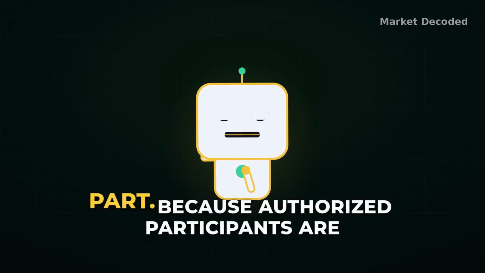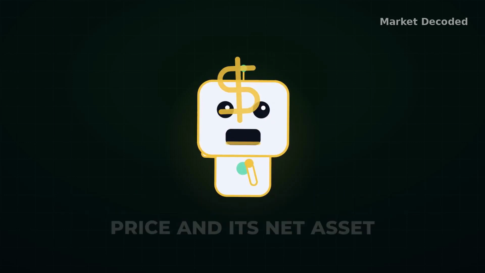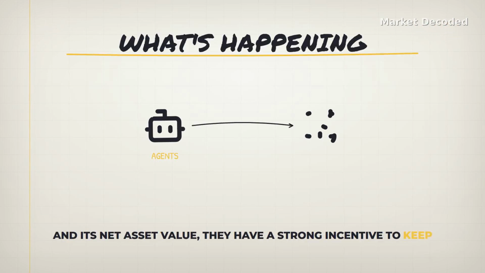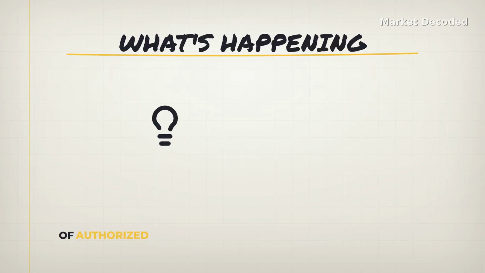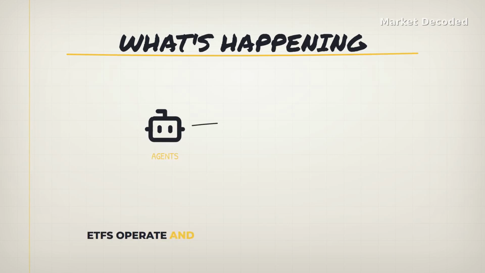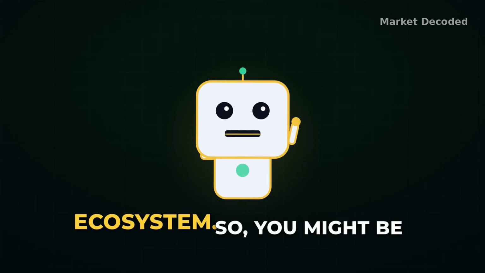And here's the surprising part. Because authorized participants are motivated to profit from small differences between the ETF's market price and its net asset value, they have a strong incentive to keep these two numbers in line, which in turn ensures the ETF's liquidity and stability. By understanding the role of authorized participants, you gain insight into the inner workings of the ETF ecosystem and how it maintains its efficiency. To learn more about how ETFs operate and the mechanisms that drive their performance, keep watching. Vocabulary: liquidity, net asset value, authorized participants, ecosystem.